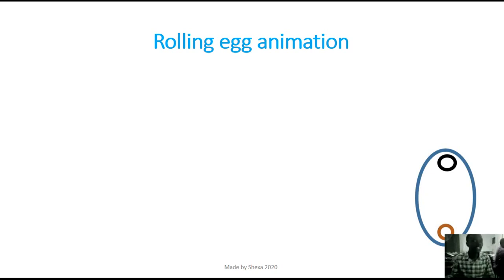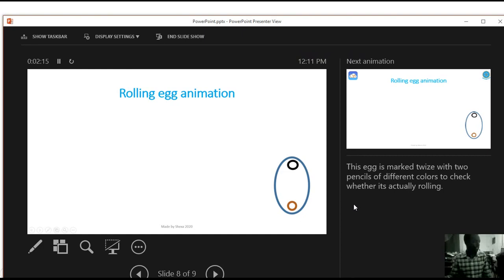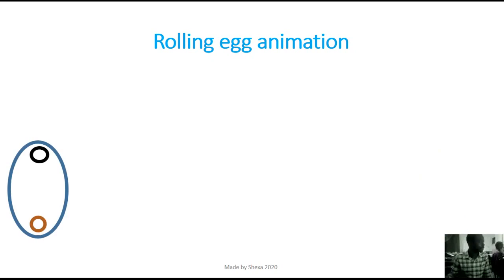And here I may read presenter's notes on this slide, because here you cannot see any text, but I may want to say something that I may not remember by heart. So I put additional notes in the presenter's notes, and I might read this. This egg is marked twice with two pencils of different colors to check whether it's actually rolling, and that's what you are seeing here. To check if the egg is rolling, this color must go up here while this one is going down to actually show that the egg is rolling. The main reason why I chose an egg-shaped circle is to show that the shape is actually changing as we roll our egg.